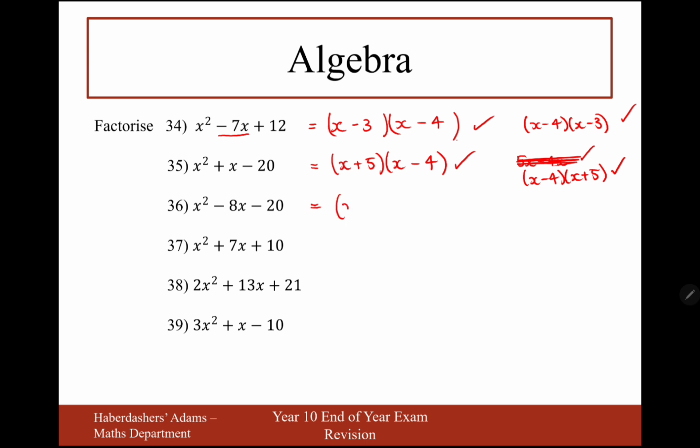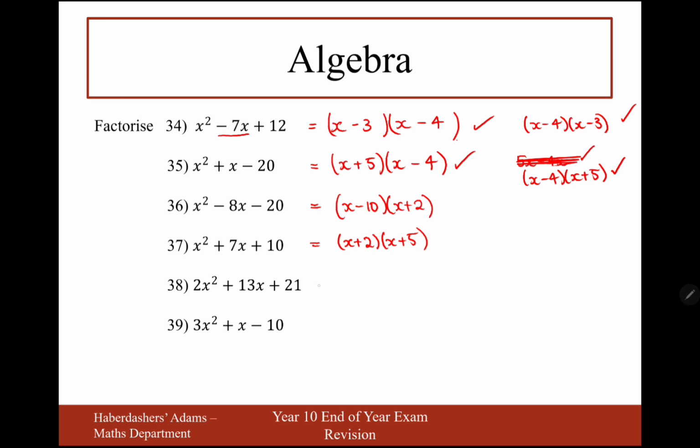Okay, let's move on to the next one now. The next answer is x minus 10, x plus 2. If we were to expand this, we'd get x squared minus 10x add 2x, and that middle term there would become minus 8x, and we get minus 20 at the back. The next one is x plus 2, x plus 5. If we were to expand that, we get 2x and 5x, which gives 7x. Or you could have these brackets the other way around, as explained earlier.